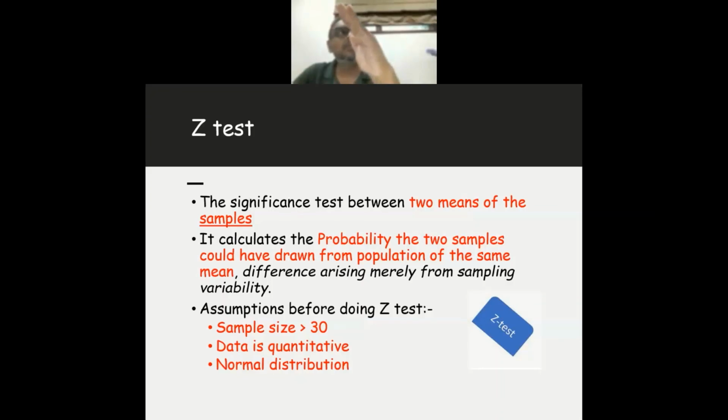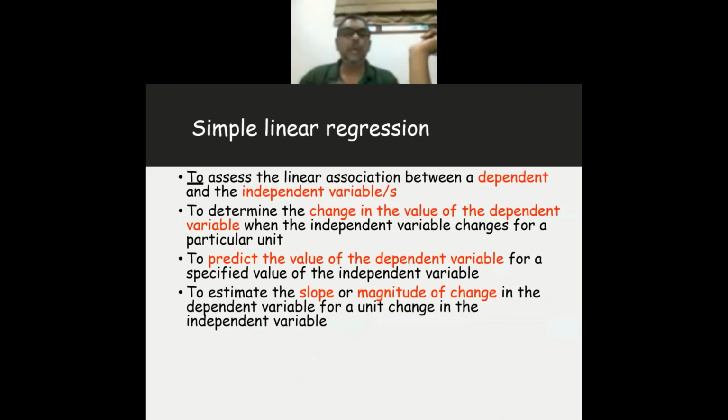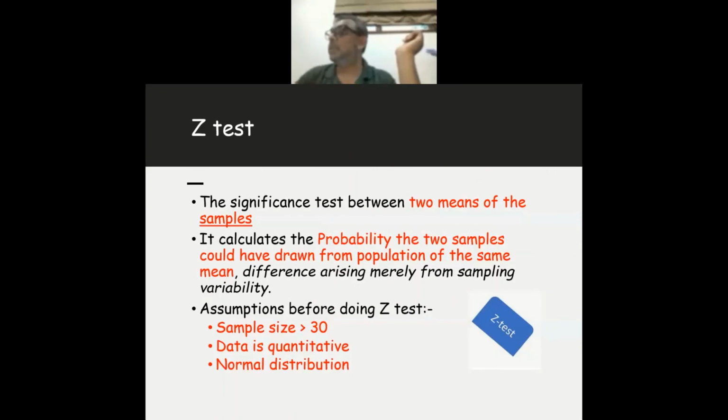Basically, what it's trying to do is calculate the probability that two samples could have been drawn from the same population of the same mean. So you're comparing two samples, and the means of the two samples. I'm so sorry, but I cannot explain more than this because I've not done this yet. But you're trying to compare the means of both.